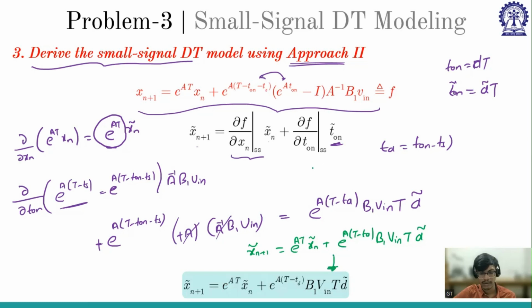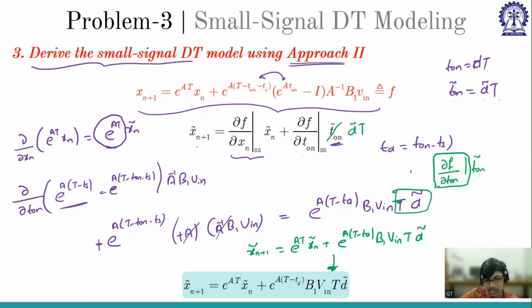Hello, can you explain that last step? Last step. So dou f by dou t on, yes, so t on we have, right? So dou f by dou t on I got, so I can write it as dou f by dou t on into t on perturb, right? So I got this expression, but t on perturb I know it is d into t. So t on perturb is d perturb into t. So instead of this t on perturb, I'll write d perturb into t.